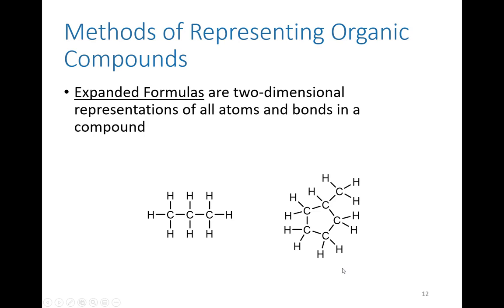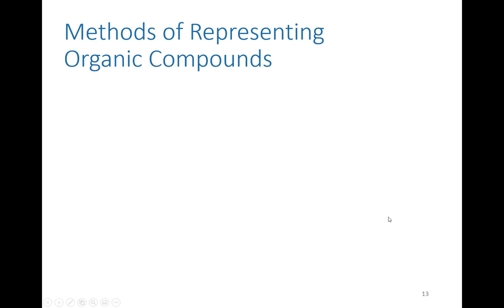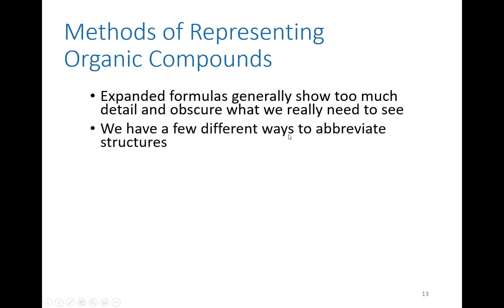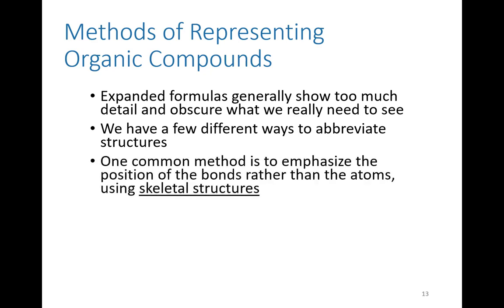You'll notice this compound here, which is called methyl cyclopentane, is also following all of the bonding patterns. But there's a lot more hydrogens here than there is in propane, and that somewhat clutters up the picture. So we're going to want a simpler method of representing organic chemicals, because all of that detail really obscures what we need to see. And so we have a few other ways that are useful to us.